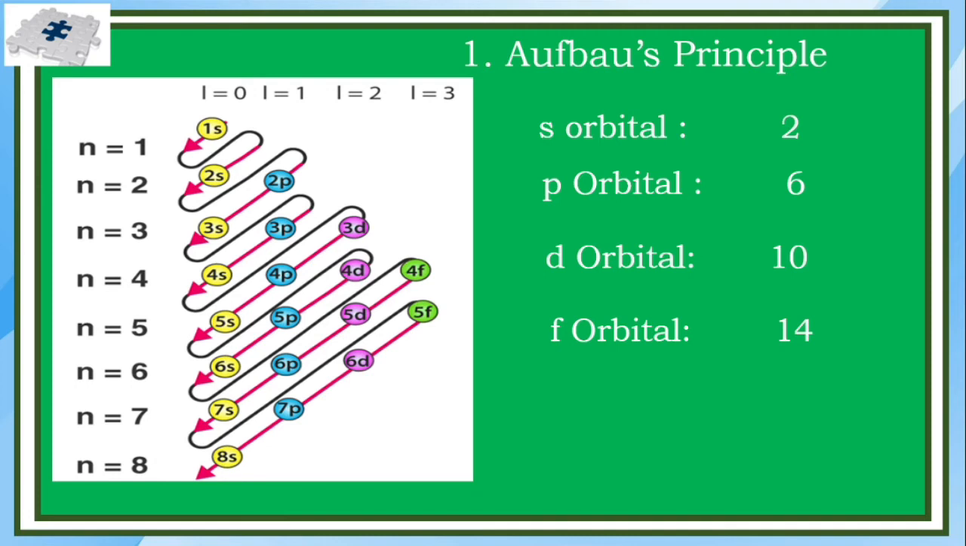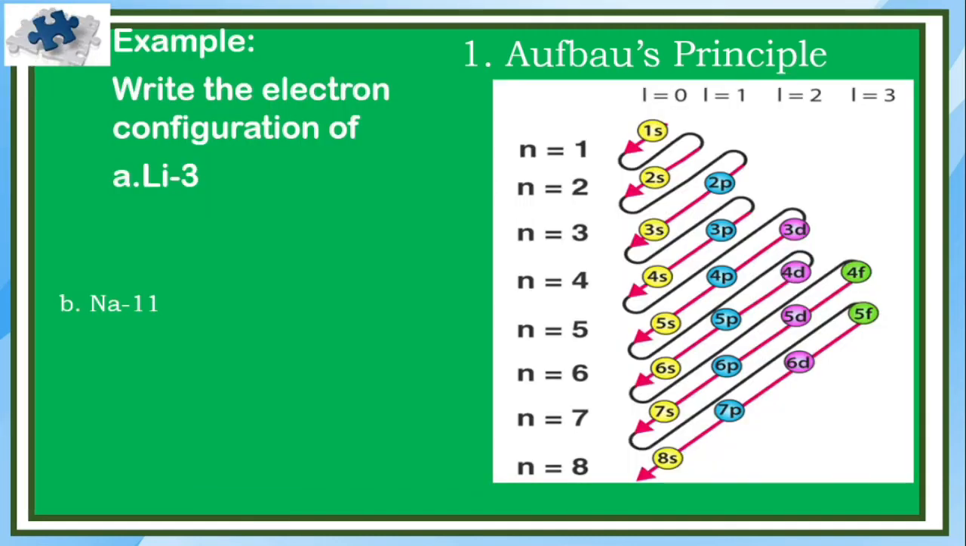Let's try writing the electron configuration of lithium, which has 3 electrons. We will have this electron configuration: 1s2, 2s1. Another example is sodium, which has 11 electrons. Its electron configuration is 1s2, 2s2, 2p6, and 3s1. Now we're done with the first rule.